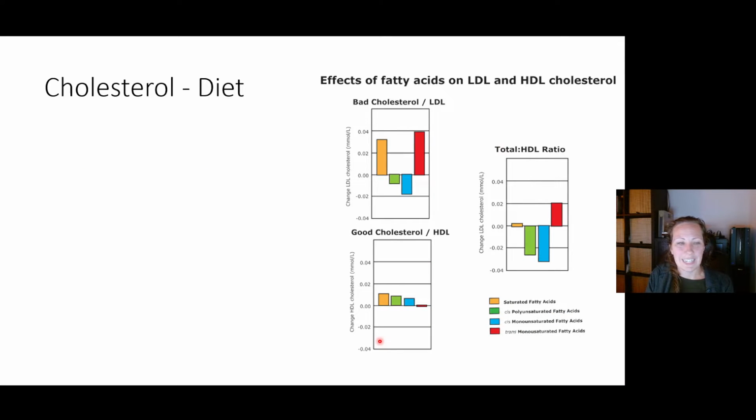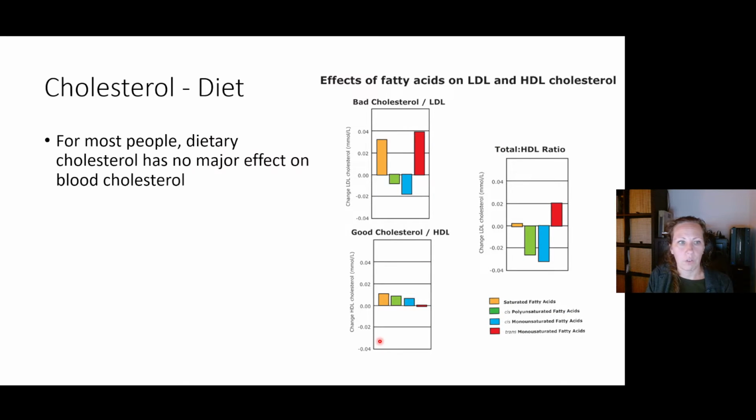So how does the diet affect our cholesterol? For most people, dietary cholesterol has no major effect on blood cholesterol. And so don't be paying attention to how much cholesterol your nutrition label says that your food has. In the 1970s, the nutritionists thought that high cholesterol in the diet contributed to our body's high cholesterol.